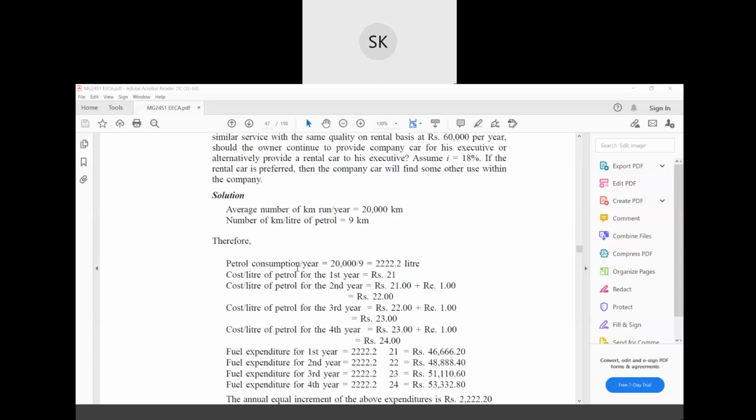So see, the petrol consumption per year will be 20,000 divided by 9. You'll get this. So this is the petrol consumption, 22 and so on.